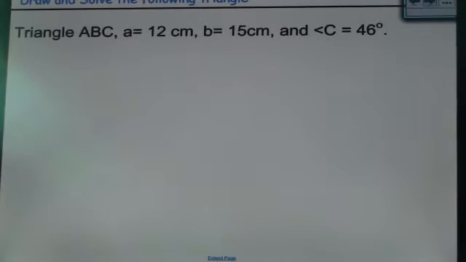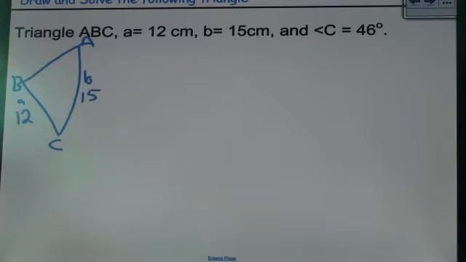The final example in the note has us drawing a triangle and then solving the whole thing. So I quickly draw a triangle. I'm told it's A, B, C. And I know the length of side A is 12. This is A. The length of side B is 15 centimeters. And angle C is 46 degrees. Perfect opportunity to use the cosine law because I know two sides and the angle contained between them. Side C would be there. So I need to find angle A, angle B and side C.